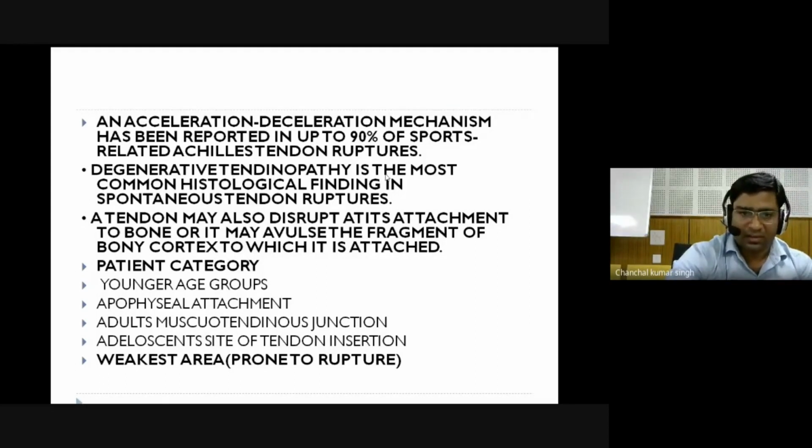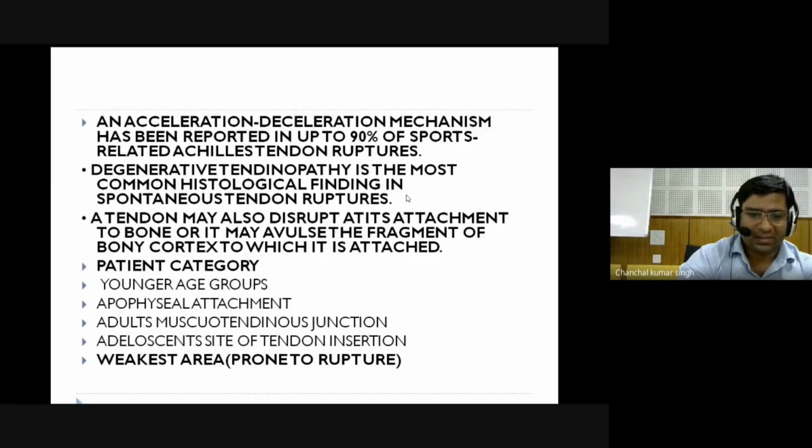Degenerative tendinopathy is the underlying histopathological finding when you have a spontaneous tendon rupture. That means no extrinsic force has acted; the person has been within their physiological limits of activity and has had a tendon rupture, just getting up from the bed, climbing stairs, during routine activity. That is called a spontaneous tendon rupture. The rupture can be midsubstance or an avulsion from the bony attachment. Musculotendinous rupture or degeneration is very rare because the vascularity is highest over there.